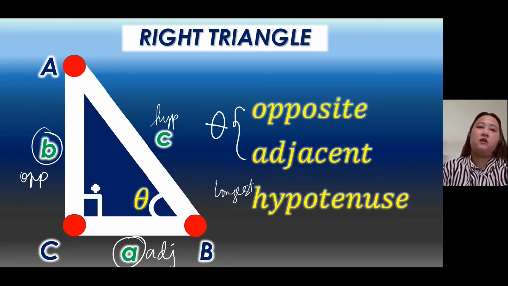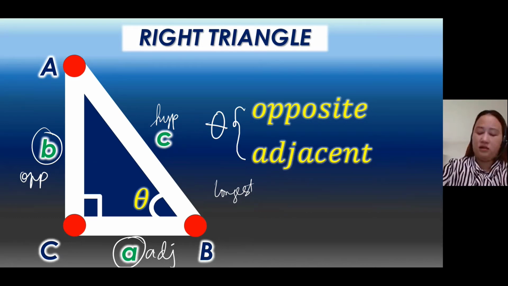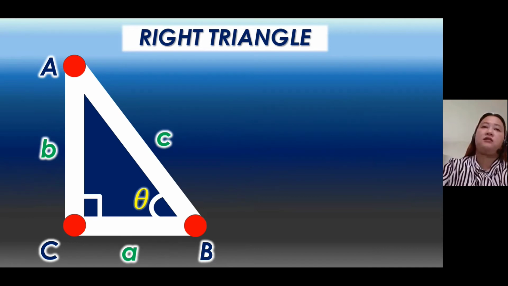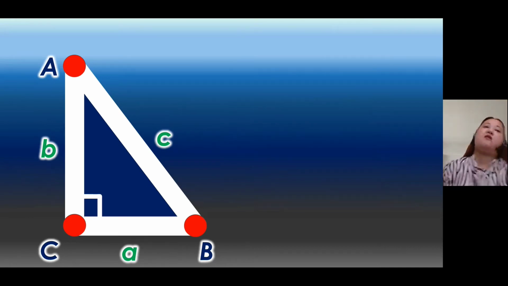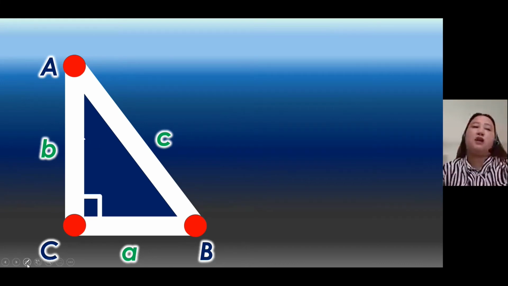Okay. So what if the theta is on A? Same concept. If the theta is on A, therefore A would be the opposite and B would be the adjacent. That is when the theta is on A. So how can that be? I'll erase the writings as well as the theta here. Okay. So again, example, when your theta is on A.